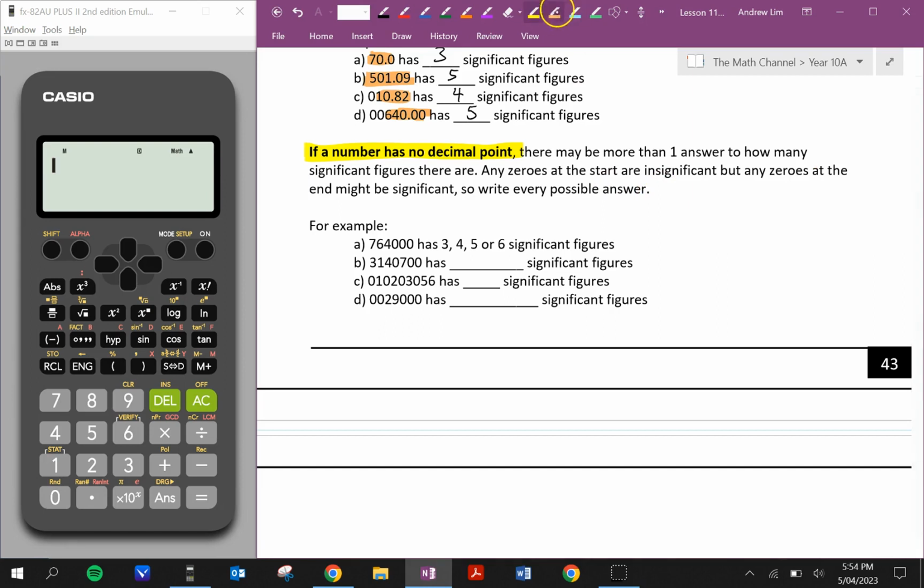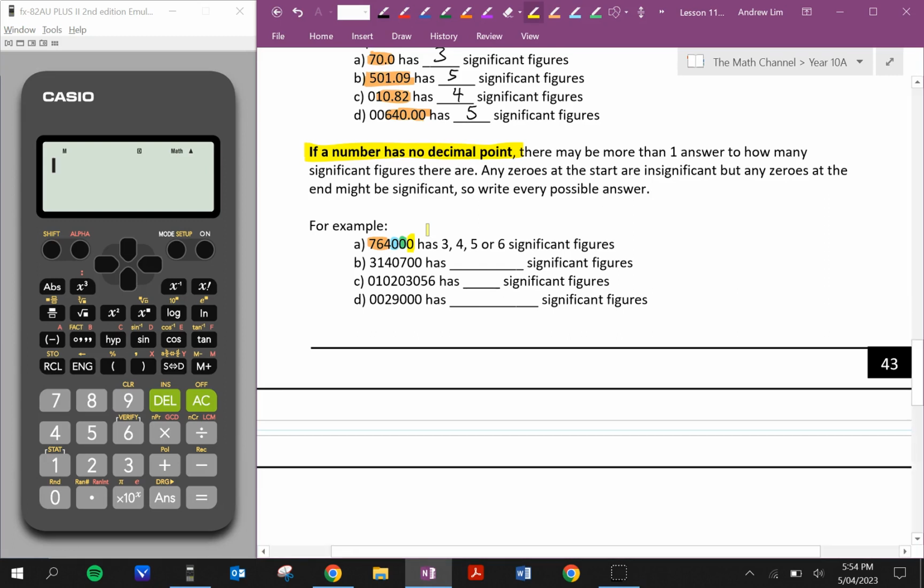So we have a look at this one here. This one definitely has 3 significant figures, but it could have 4, or 5, or 6. Because we don't know whether it's been rounded to the nearest unit, to the nearest 1, to the nearest 10, to the nearest 100, to the nearest 1000. We don't know. So it could be 3, 4, 5, or 6 significant figures.